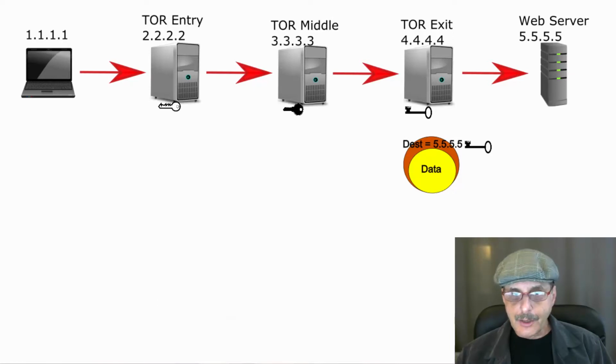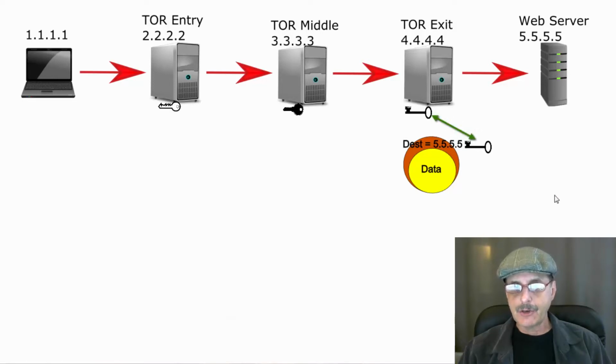Okay, here we can see that the outer layer has been peeled off and the packet has been sent over to the Tor exit node. It's 4.4.4.4 here. So now, what does it do? It can go ahead and decrypt with its session key. It's going to decrypt the outer layer, and then it knows to send it to 5.5.5.5.